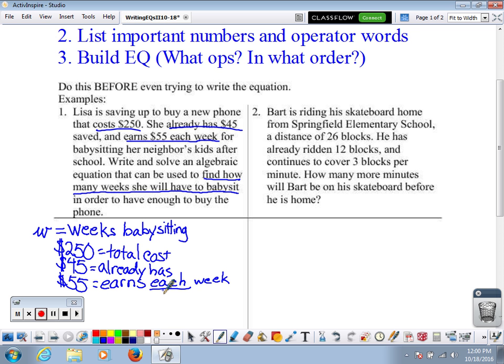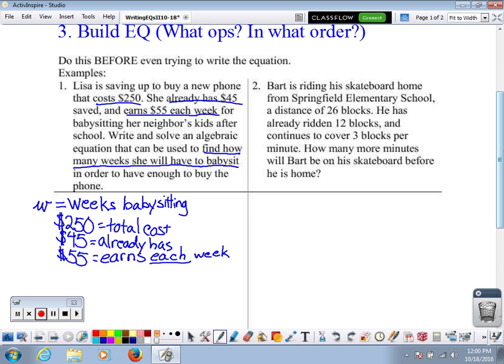Okay, then we read it a third time, and that's when we can build our algebraic equation. Okay? So, Lisa's saving up money to buy a new phone that costs $250. She already has $45 saved, and she earns $55 each week for babysitting her neighbor's kids after school. Write and solve an algebraic equation that can be used to find how many weeks she'll have to babysit in order to have enough money to buy the phone.